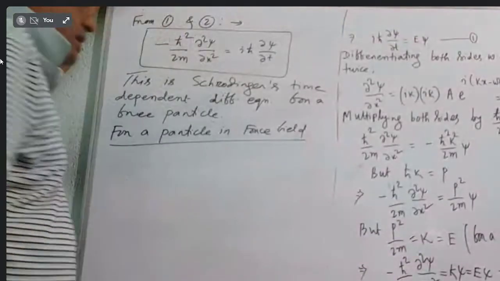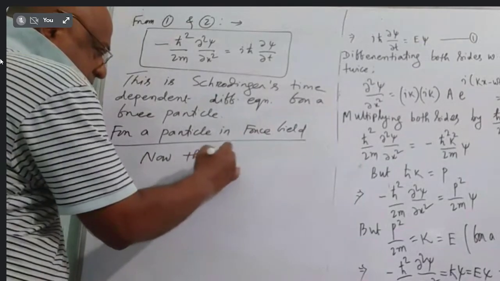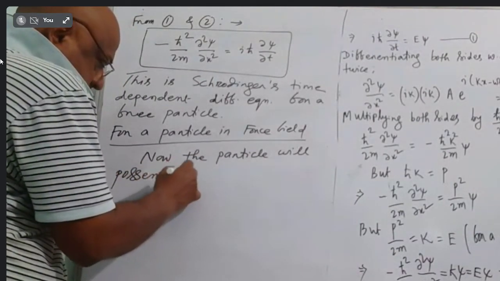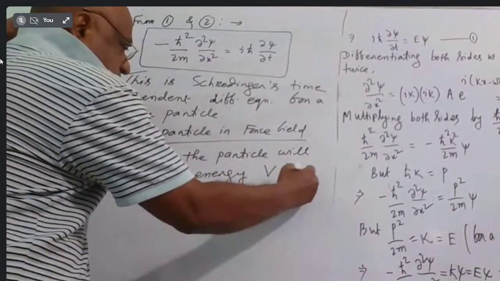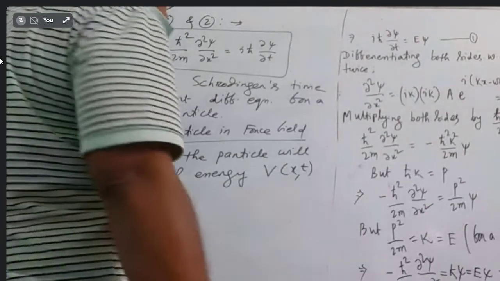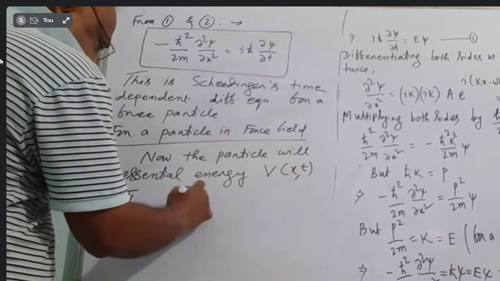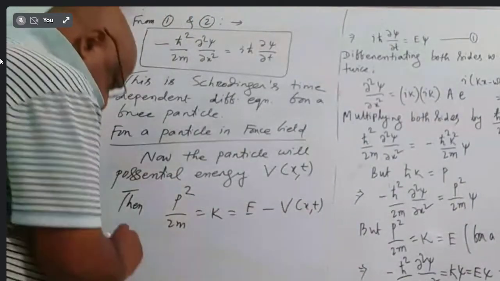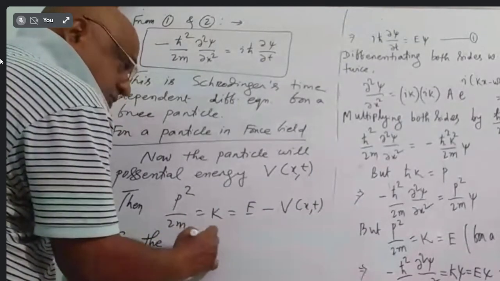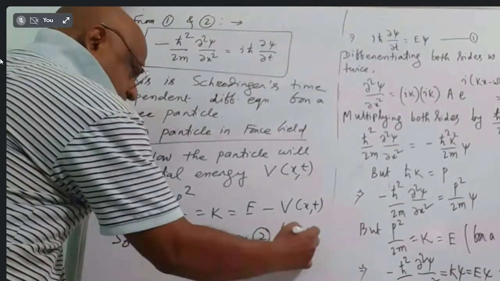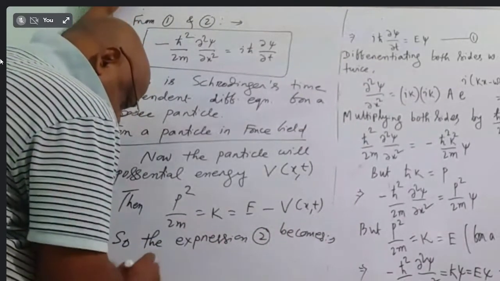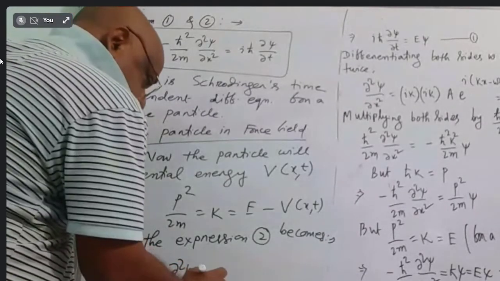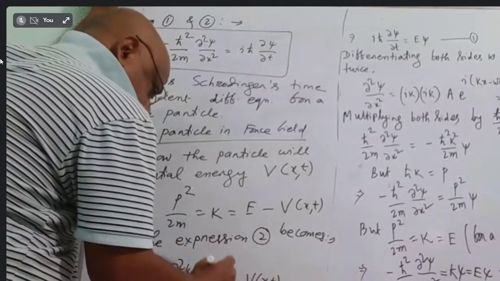Now the particle will possess potential energy V, and this potential energy also may be a function of position and time. That is a possibility. Then p square by 2m, which is equal to kinetic energy, becomes total energy minus potential energy. So in this case, expression 2 becomes minus h cross square by 2m del square psi by del x square is equal to E minus V(x,t) whole into psi.